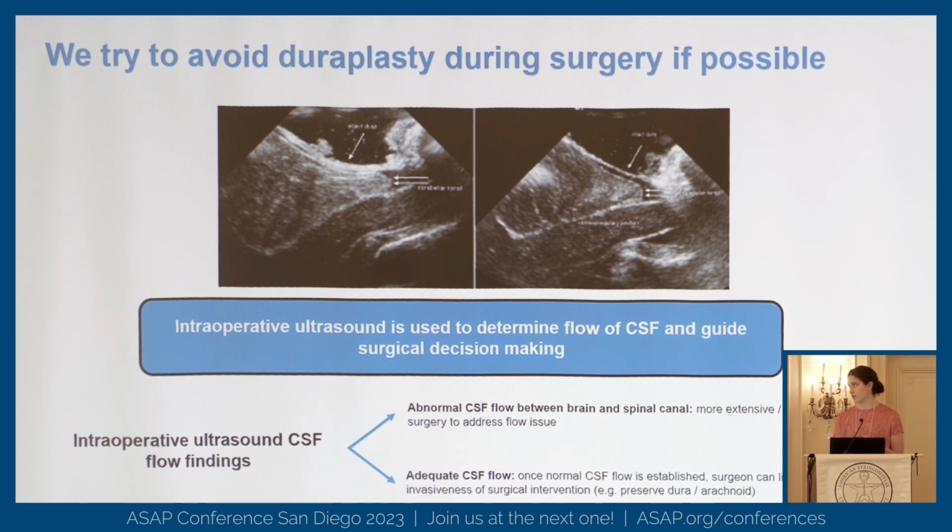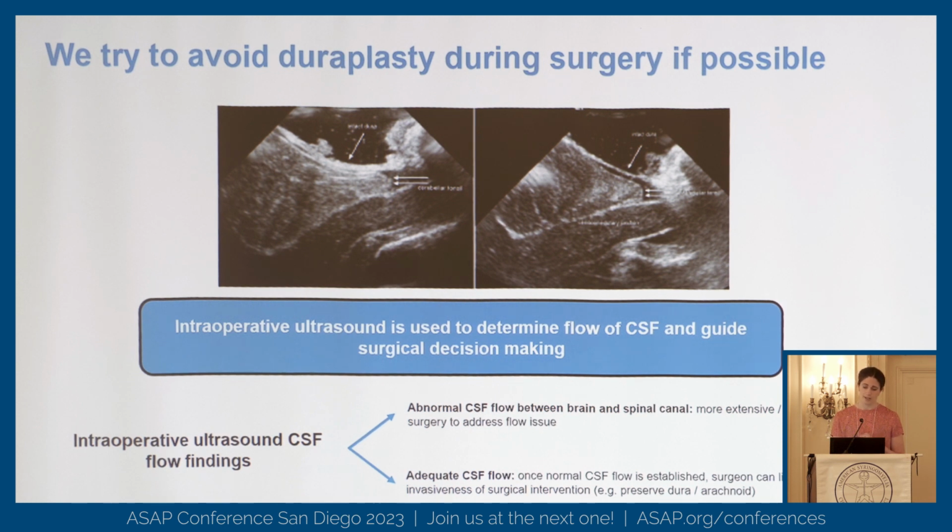Now, if we feel that just based on our bony decompression, we can look through the dura with our ultrasound and there's really good flow across the foramen magnum, then we'll stop there. If we don't see good flow across the foramen magnum, then we'll proceed with the Duraplasty. The only exception is if the patient comes in with a syrinx, then we will just about always do a Duraplasty because those are much more likely to fail.